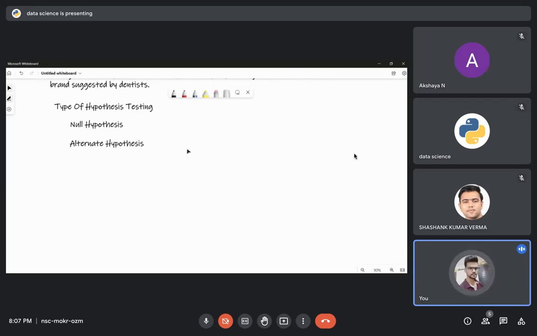Both scenarios cannot happen at one place, at one instant. Null hypothesis and alternative hypothesis cannot both be possible at the same time. At a time, only either the null hypothesis or the alternative hypothesis can happen. You can take an example in that way.